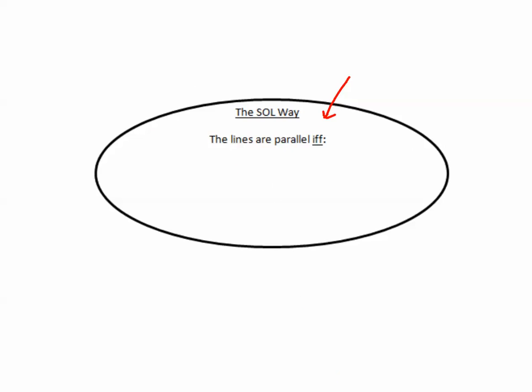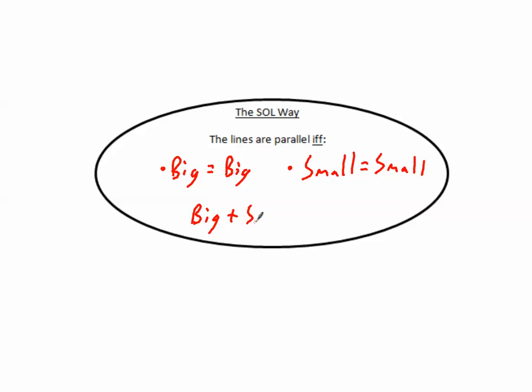So, you know your lines are parallel if big equals big, small equals small, or a big plus a small equals 180. Write that down, and then I'll go back and explain what this means.